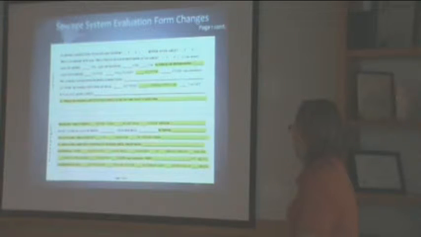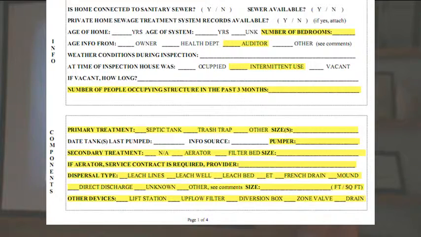And then if it is an aerator, like Todd said, we're going to start making sure everyone has a service contract. So if you can find out if there is a service contract already on the aerator, or if not, probably run and write that in the comments. Dispersal type, I probably missed some, so I think I have an other there. You can use it if there's something strange. Otherwise, just check whichever it is, and then you can write in the square foot or foot or circle it or whatever.